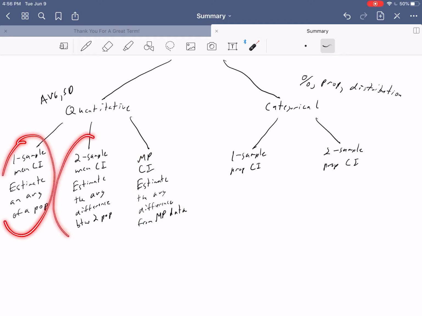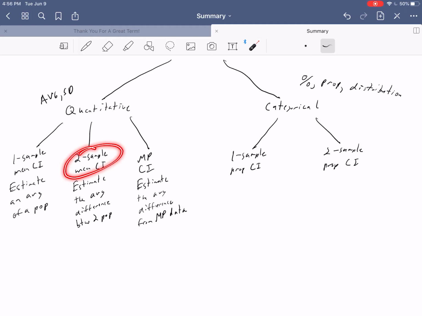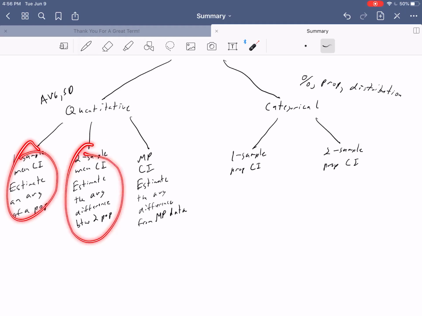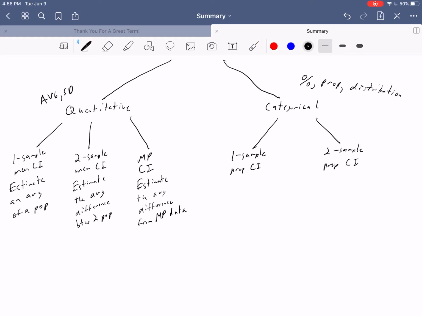For identifying between one sample and two sample means, keep in mind one sample means are used to estimate an average, while two sample means are used to estimate an average difference. So if you can keep in mind that one is for averages and one is for average differences, then you can always distinguish between one sample and two sample mean confidence intervals.